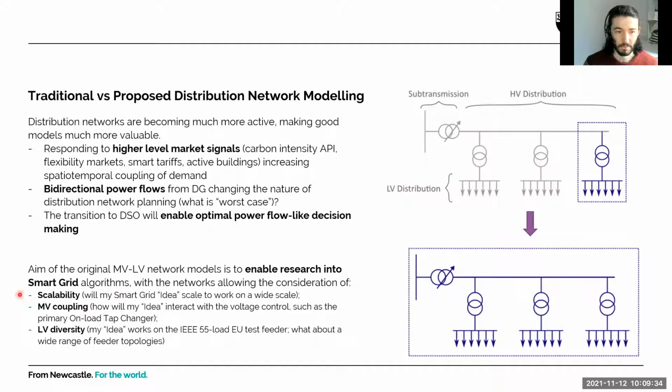So the particular networks that we developed had three features that we wanted to tick off. So we wanted to be able to look at scalability issues for smart grid problems. So it works on a single low voltage network. What if everyone in the whole neighborhood is doing the same thing? We wanted to include this medium voltage coupling, just the fact that power flows on the medium voltage network will be interacting with other, everyone on the same feeder will be, its voltage will be changing at the same time. And we wanted to also include, as much as possible, low voltage diversity. So having a whole load of different types of template networks going into these models.